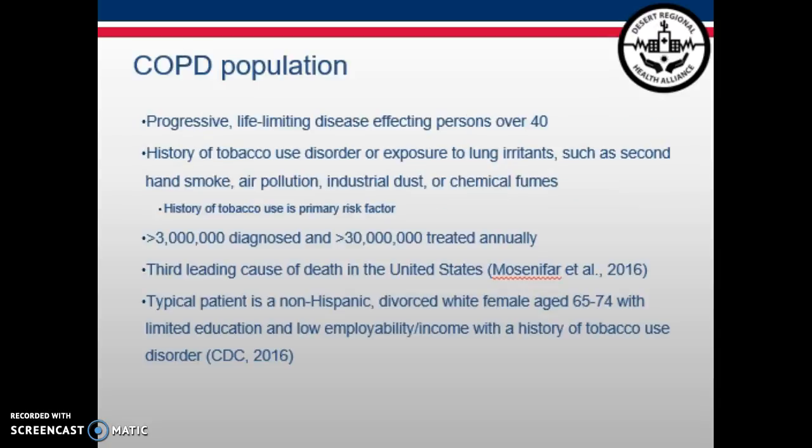So, an introduction to our COPD population. This is a progressive life-limiting disease that generally affects persons over 40 who have a history of asthma or tobacco use, have a history of exposure to lung irritants such as secondhand smoke, air pollution, industrial dust, chemical fumes. Very rarely is it diagnosed before 40, and when it is diagnosed before 40, it's likely the result of a genetic mutation from an alpha-1 antitrypsin deficiency, but this is very, very rare. Generally, it is some sort of exposure-related disease.